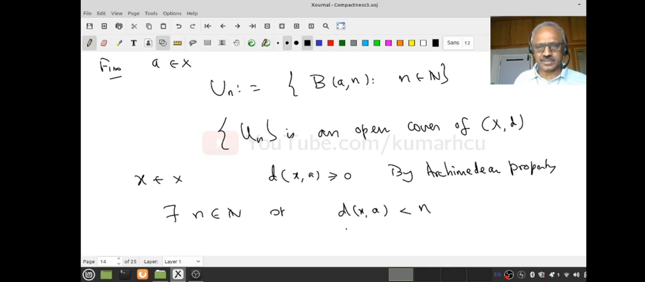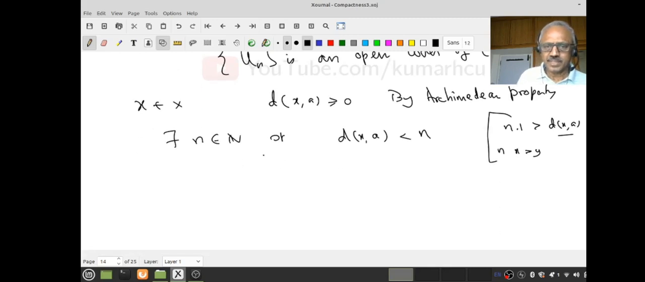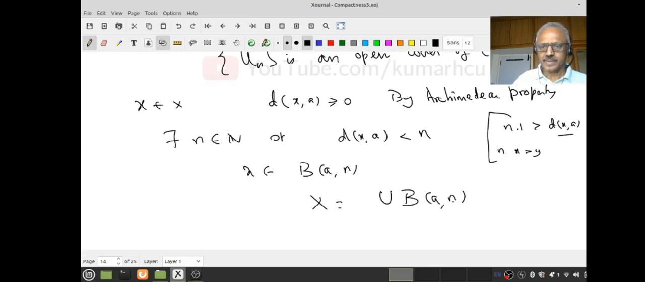I hope you understand this. That is, n times 1 is greater than d(x,a). Given any real number, x positive, then nx is greater than y. That version of Archimedean property is what I am using. That means x belongs to B(a,n). Therefore, X equals the union of B(a,n).